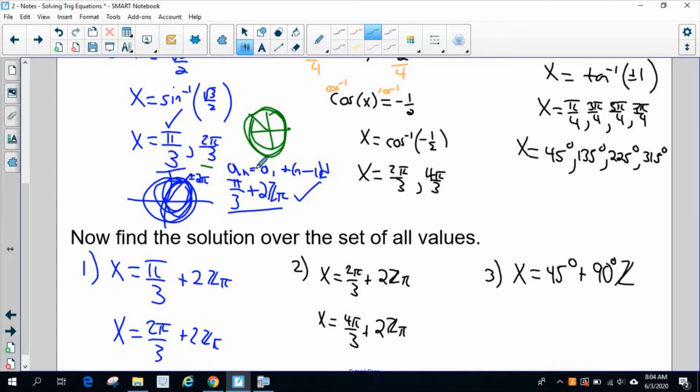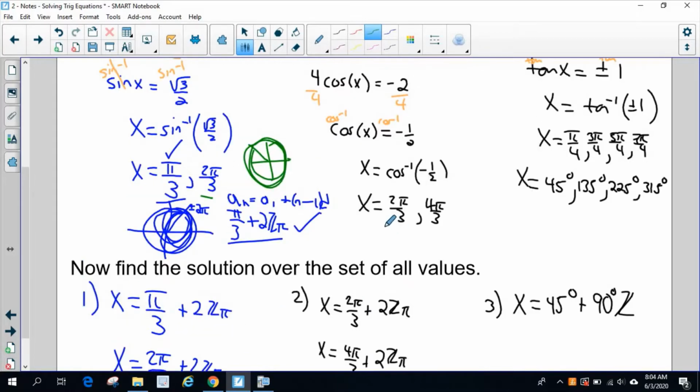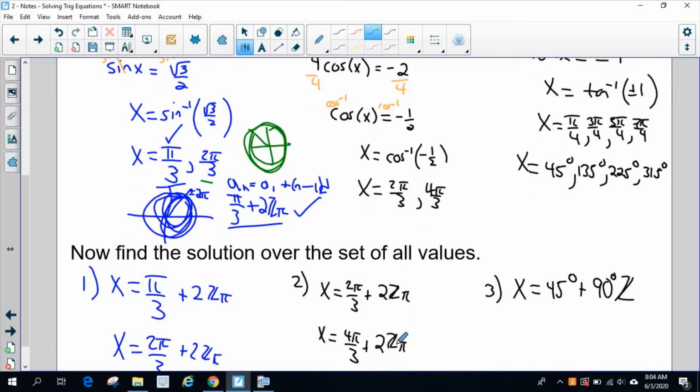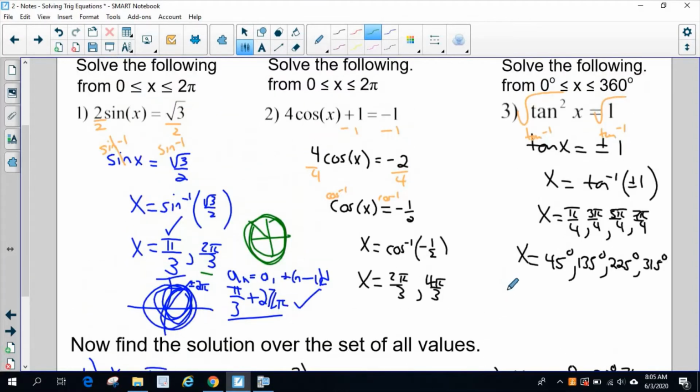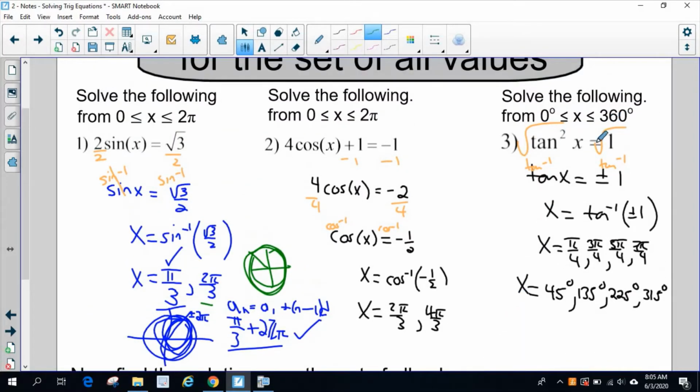And then here, since this one has the same idea, we would have 2 pi over 3 plus 2z pi as well. For this one, nothing really new here, so same idea, right? Because 2 pi over 3, again, it's actually the same as this, and then 4 pi over 3 would be right below it. But when we look at this third one, something very interesting happens.